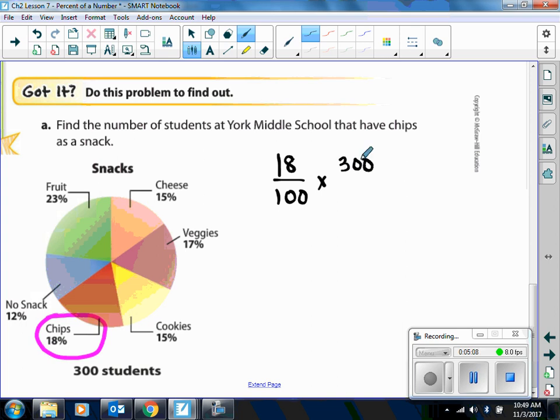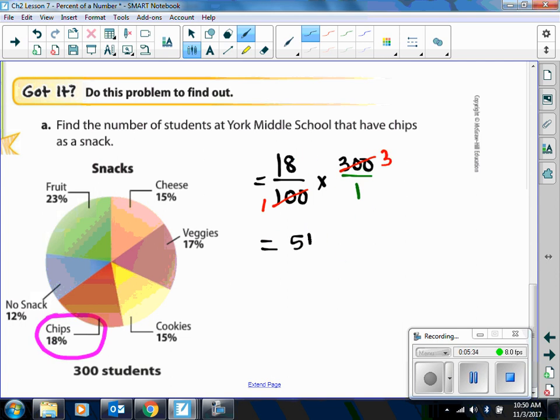Okay? And of course, we can put this over 1 if you'd like. All right? And now, before we multiply, we can simplify. So 100 divided by 100 is 1. And 300 divided by 100 is 3. So when we multiply 18 times 3, what do we get?